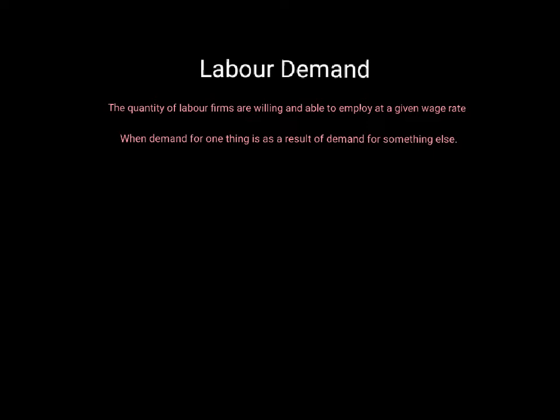And labour is a derived demand because the demand for labour is as a result of demand for something else, which in this case is the output of the labour, so what the workers can actually produce. And that's what gives rise to a very key way of measuring the level of demand for workers. In other words, thinking about how much a firm is willing to pay to employ a particular worker.